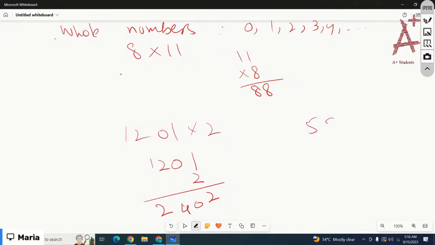The next example is 59 times 4. How do you multiply 59 times 4? Multiply and just write the answer in the chat box. How do you multiply?